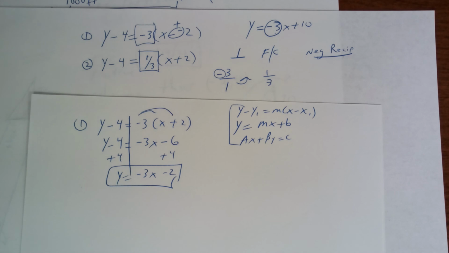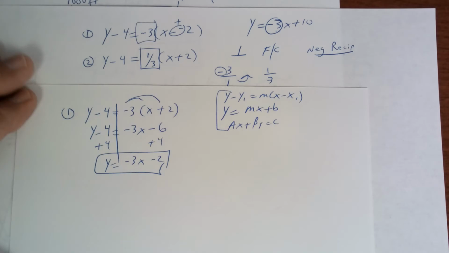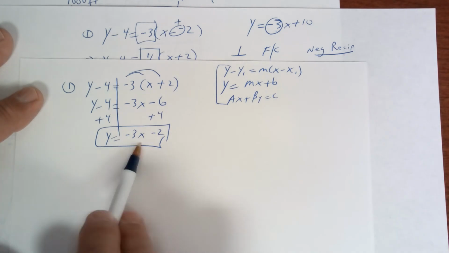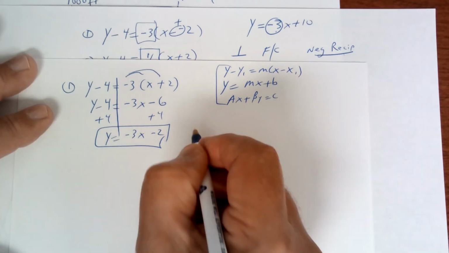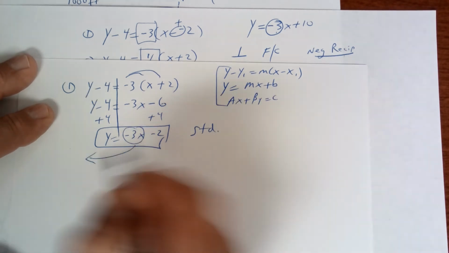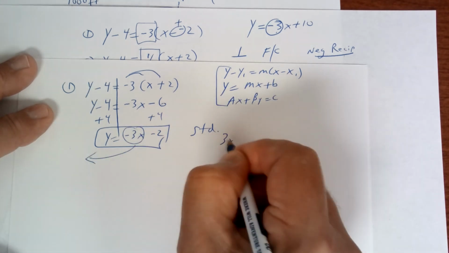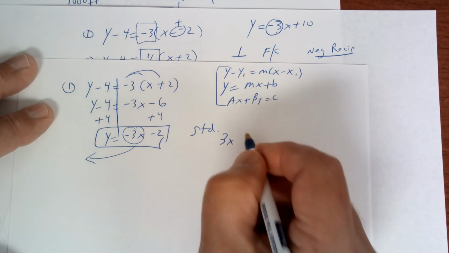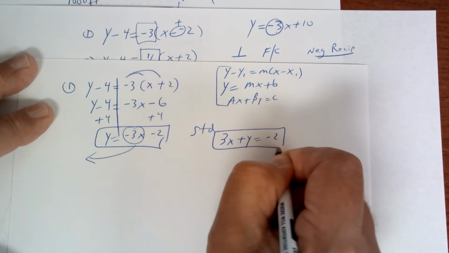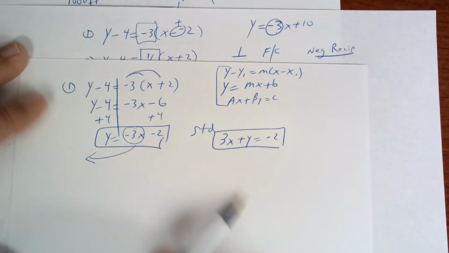Let's go to number 2. Or let's stay with this one, and let's go to standard form. Well, standard form is you just want to move this to the other side. So it's going to become a positive 3x when you go to the other side, plus y equals negative 2. That's easy on this one. And there it is. Okay?